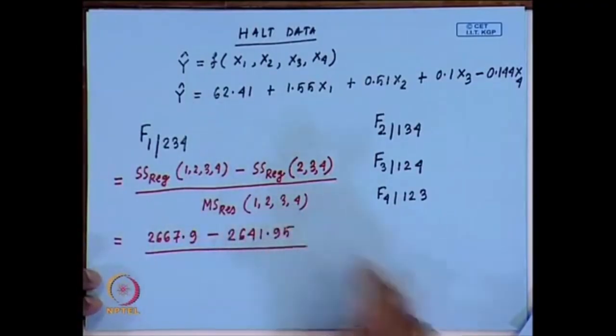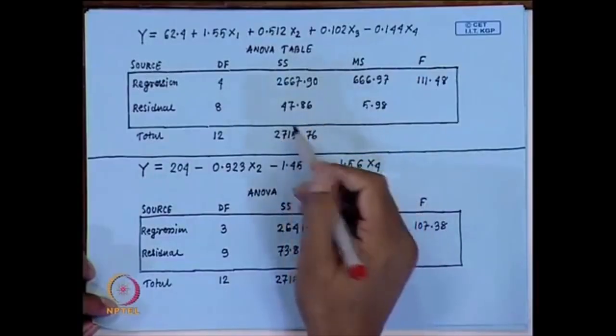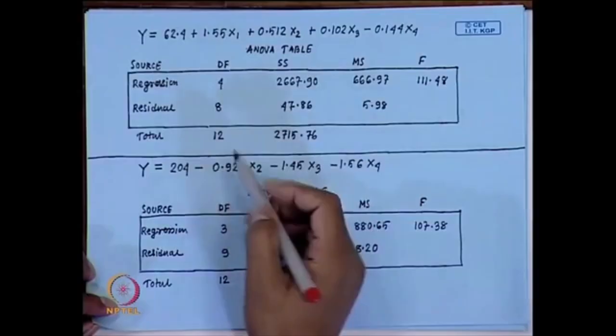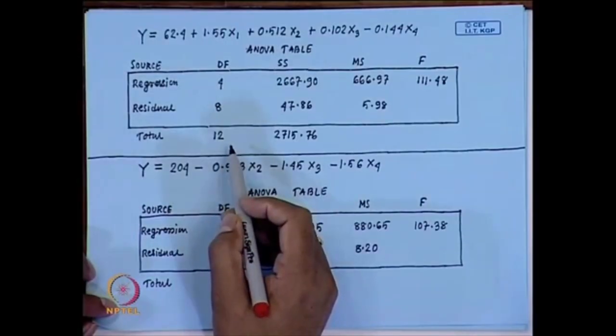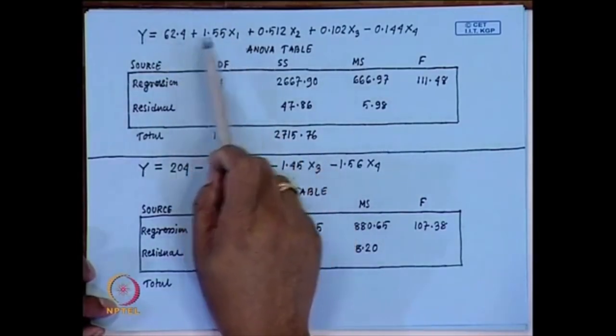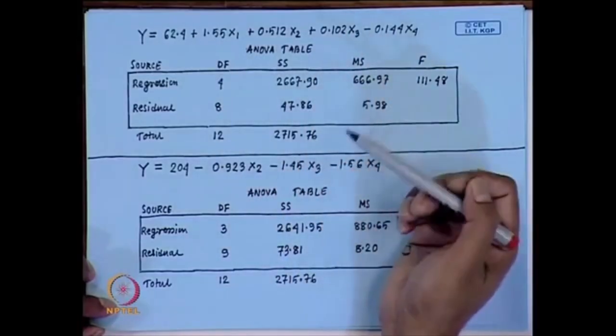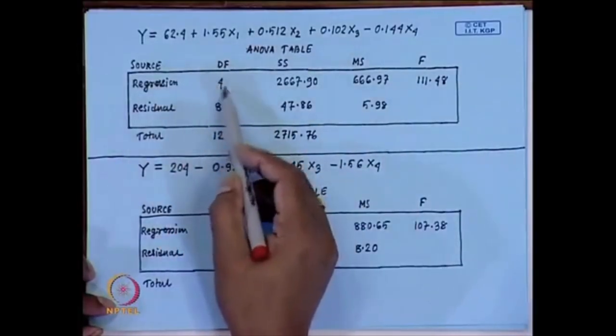Now, the MS residual value for the full model, again recall, so this is the full model and the MS residual value is 47.86, and look at the degree of freedom here, we have 13 data. So, the total degree of freedom is 12, and the residual has degree of freedom 8 because you have 1, 2, 3, 4, 5 unknowns. So, you will be getting 5 normal equations, that means 5 constraints on residual. So, 13 minus 5 is equal to 8. So, the residual has degree of freedom 8, and hence the regression has degree of freedom 4.